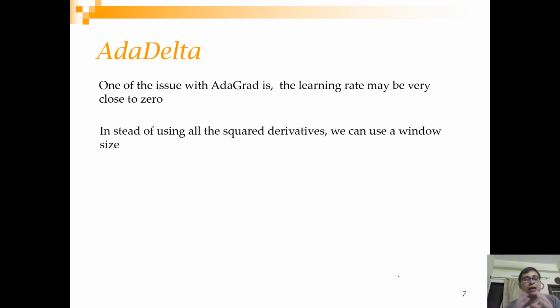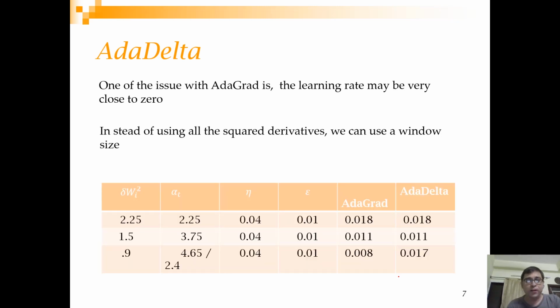So let's again understand this with a data example. Here what we are saying is that we will only consider the past two derivatives, not more than that. So a window size of 2. We started with 2.25, so alpha t was 2.25, no issues. Then 1.5, so it got added. However, when we are moving here, if we had used AdaGrad, our alpha t value would have been 4.65. But in case of AdaDelta, where the window size is fixed, we are only going to look at the past two values. So this value will be 2.4.